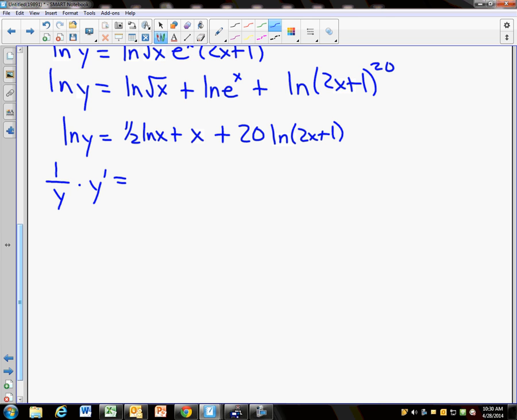what is the derivative of 1/2 natural log of x? 1 over 2x. What's the derivative of x? 1. What's the derivative of 20 natural log of 2x plus 1? Yep, you would use the chain rule. You get 40 over 2x plus 1.